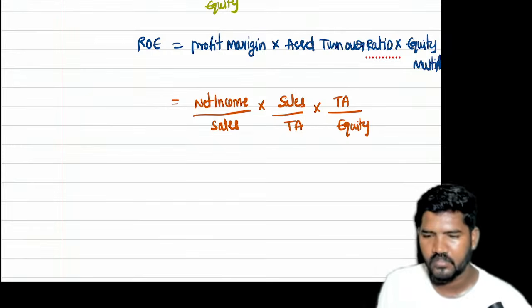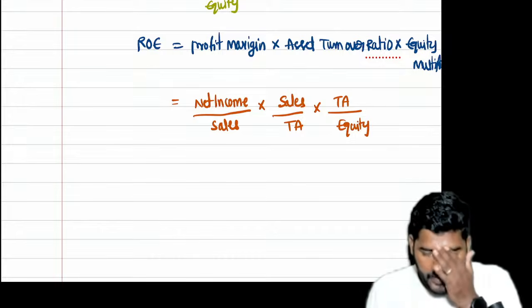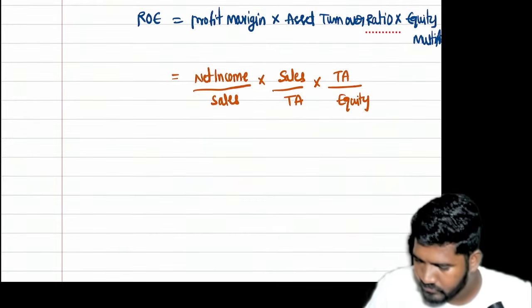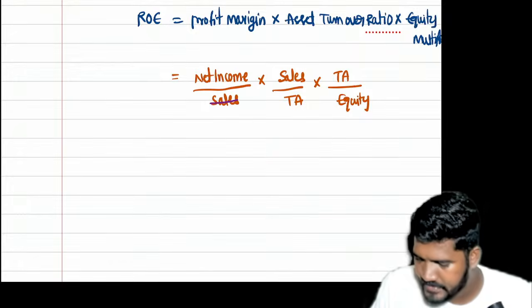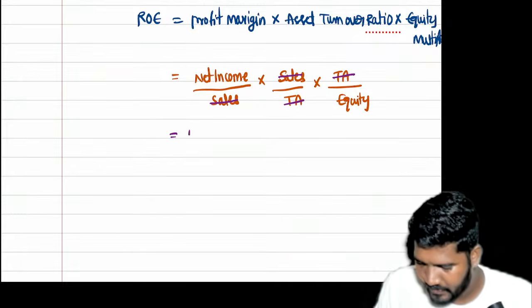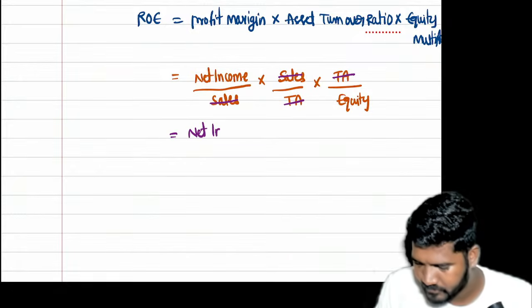Hope you guys are clear. Just understand the formula. I will give a subject clarity again. Here, sales get cancelled, total assets will cancel. So what is the ultimate formula? Net income divided by equity.